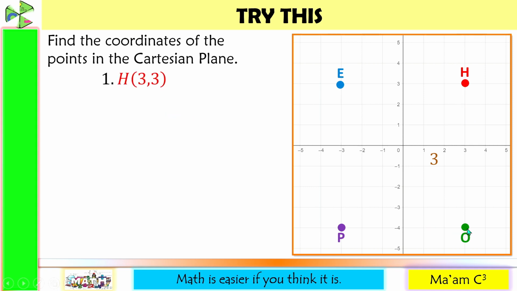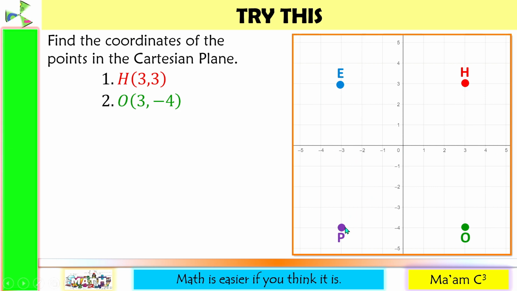Next, let's have this one, point O. Again, let us start at the origin. To go here, we have to move to the right first, and that is also 1, 2, 3, 3 units. So now you are here, then you go down to this point, and that would be 1, 2, 3, 4 units. Since you go down, this is negative 4. So point O has coordinates 3, negative 4.